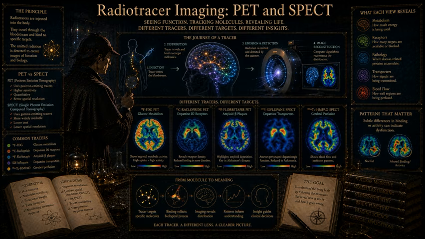But why do researchers care so deeply about that specific ratio? Why is it the gold standard? Because physiologically, BPND maps directly onto the biology we want to measure. BPND is mathematically equal to the density of available target receptors, which we call Bavail, divided by the tracer's dissociation constant KD, which represents its affinity.